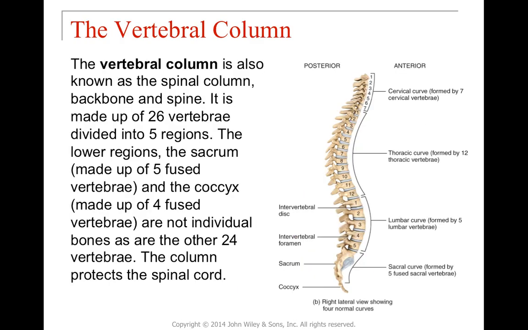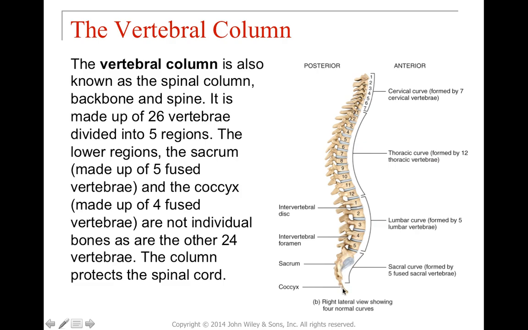All right, so we're going to travel down now from the skull to the vertebral column. The vertebral column, you may also know of it as the spinal column or the backbone or the spine. It has 26 different vertebrae, and it's divided into 5 major regions. The lower regions include the sacrum, that's here. The sacrum is made up of 5 bones that have fused together.